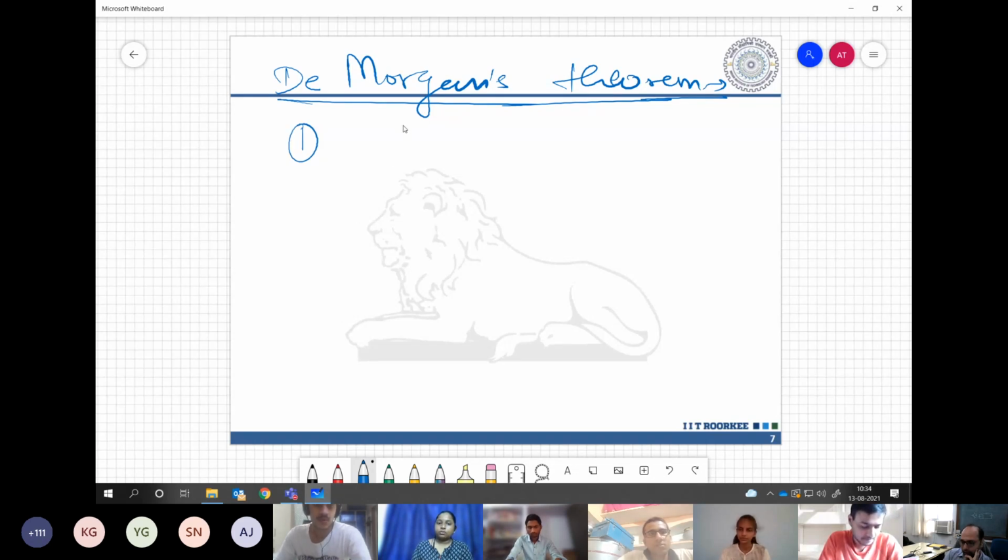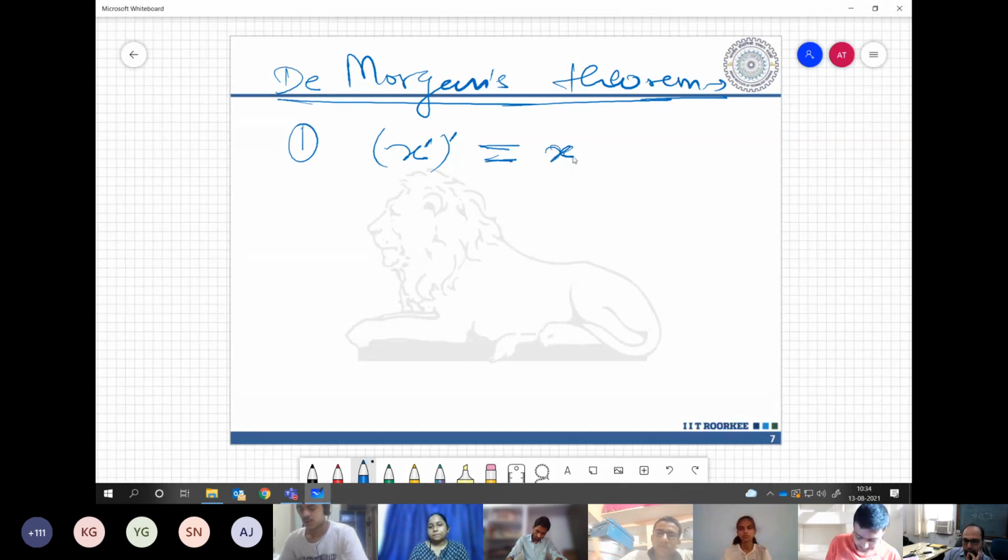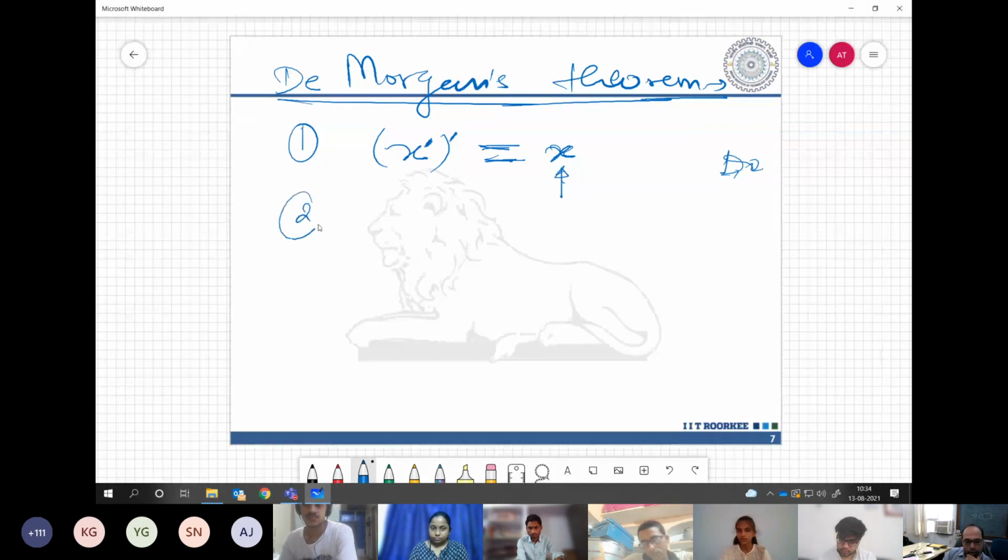First thing it says, it's very simple. If you take the complement of any system twice or any variable twice, then it comes back to the same value. Isn't it? Because there are only two options. So if you take the complement twice, that means you come back to the same state or same truth value.